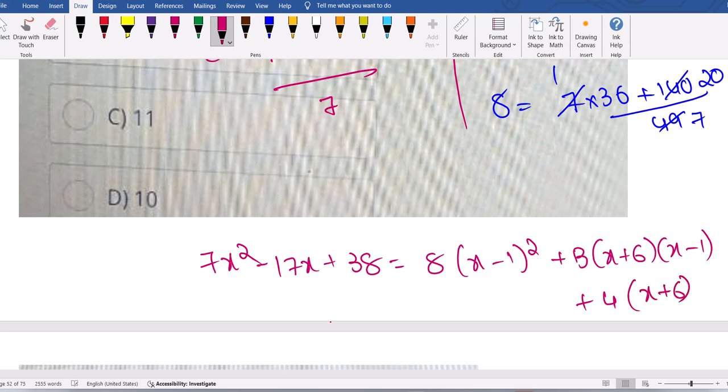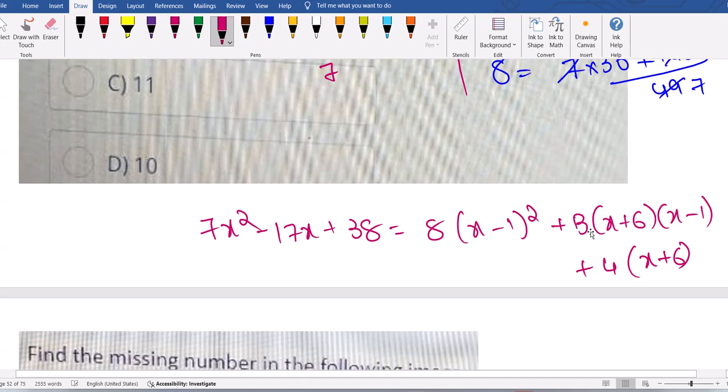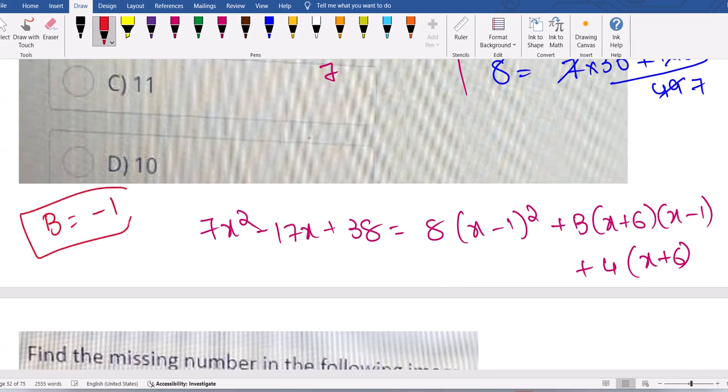Now here we want B, easily we can obtain, right? So here 8x square, bx square, we want x square means, I think B value is minus 1, it seems. B value minus 1 might be suitable because I want 7x square. Here 8x square, here x square will come, but I want minus, then only 7x square will generate. Now we'll put B value minus 1 and check it out. Is both left side and right side equal or not?